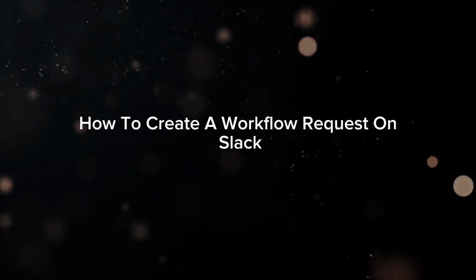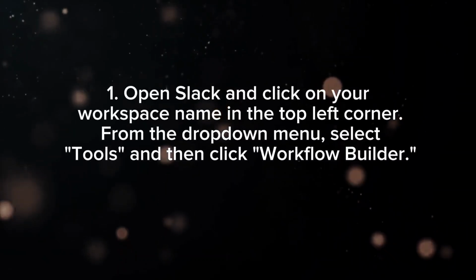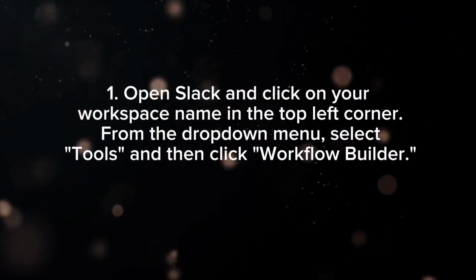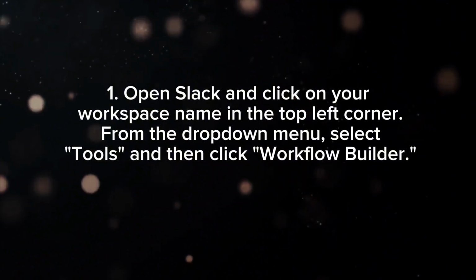How to create a workflow request on Slack. You can do this in 7 steps. 1. Open Slack and click on your workspace name in the top left corner. From the drop-down menu, select Tools and then click Workflow Builder.